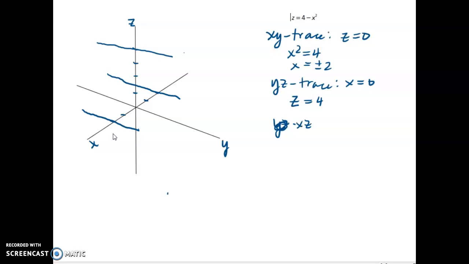Now let's look at the XZ trace. What's interesting here is that it's defined by y equals 0, and there's no y in the equation. So the equation doesn't change, but we are taking this from 3 dimensions down to 2. When we do that, we get a parabola, z equals 4 minus x squared. The x-intercepts of the parabola are 2 and negative 2, and the vertex is x equals 0, z equals 4. So it's this parabola here.